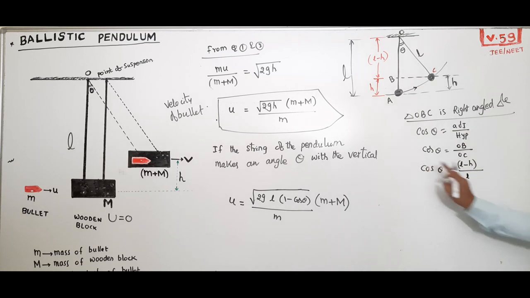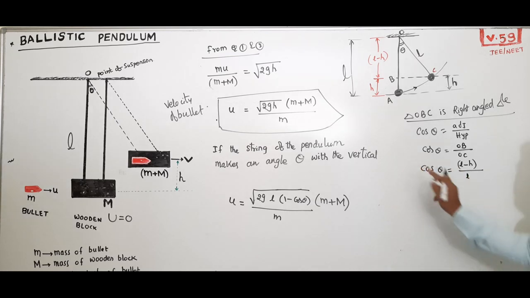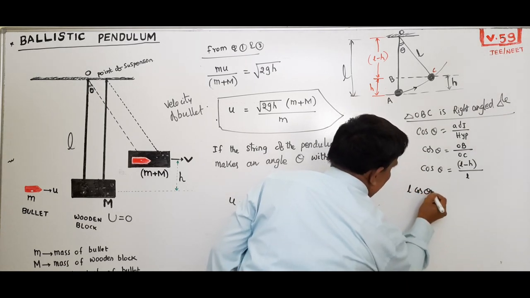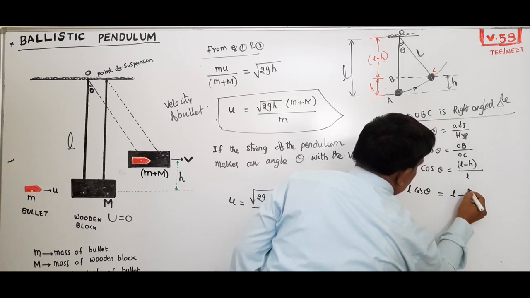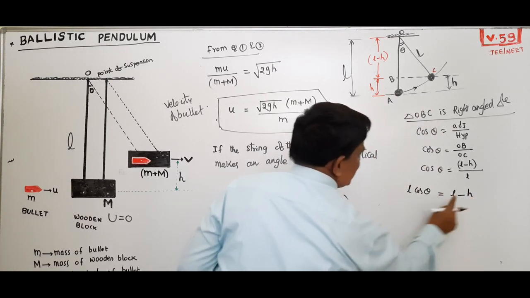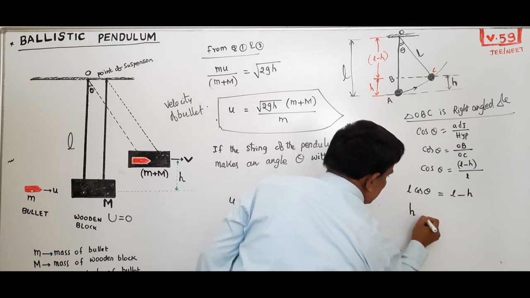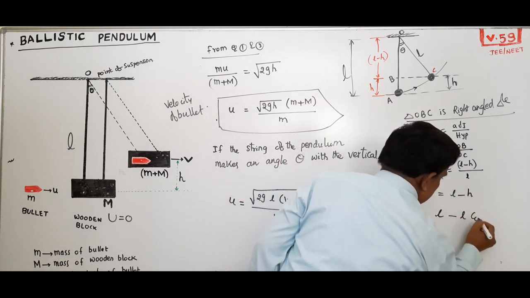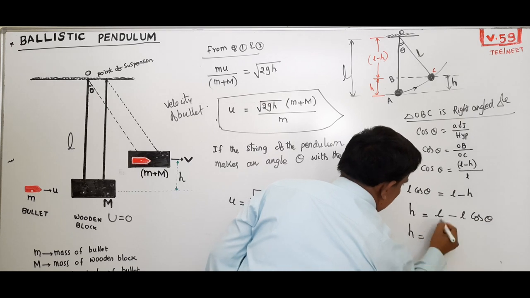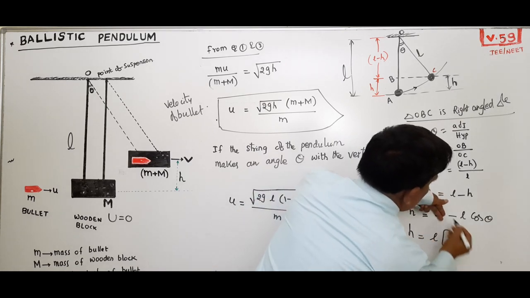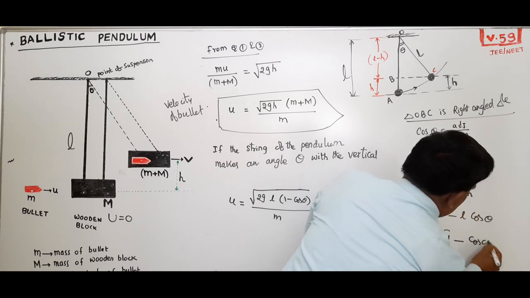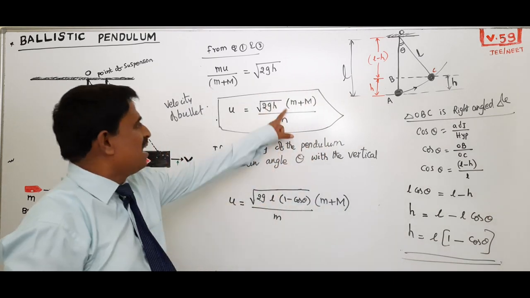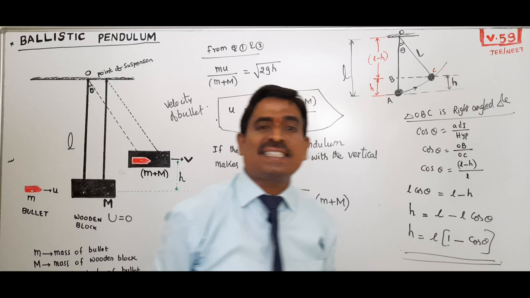L goes to the numerator. L cos theta is equal to L minus h. Minus h comes to this side as plus h, equal to L. L cos theta comes to the other side as minus L cos theta. So h is equal to L common: h is equal to L into 1 minus cos theta.